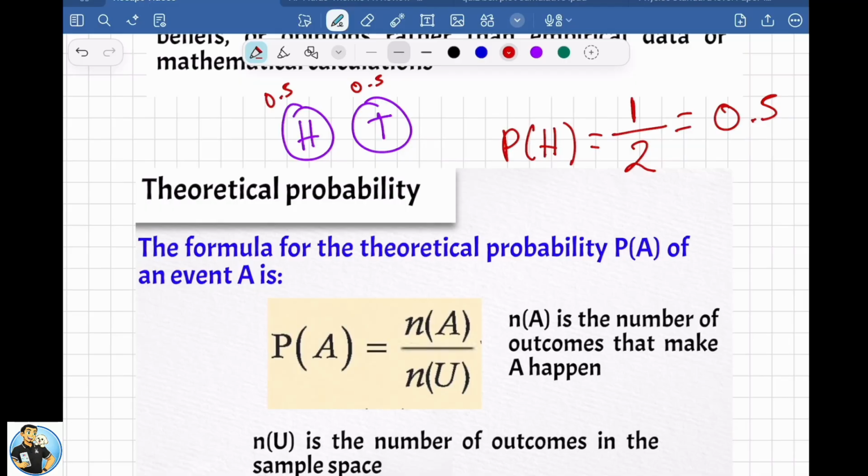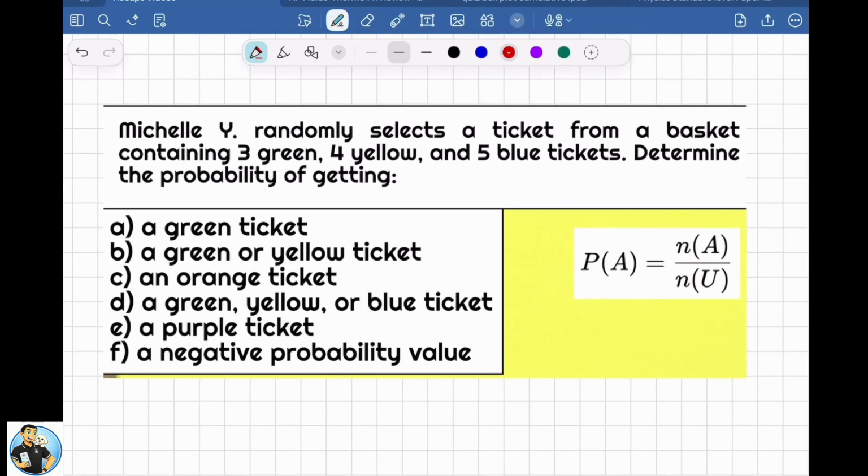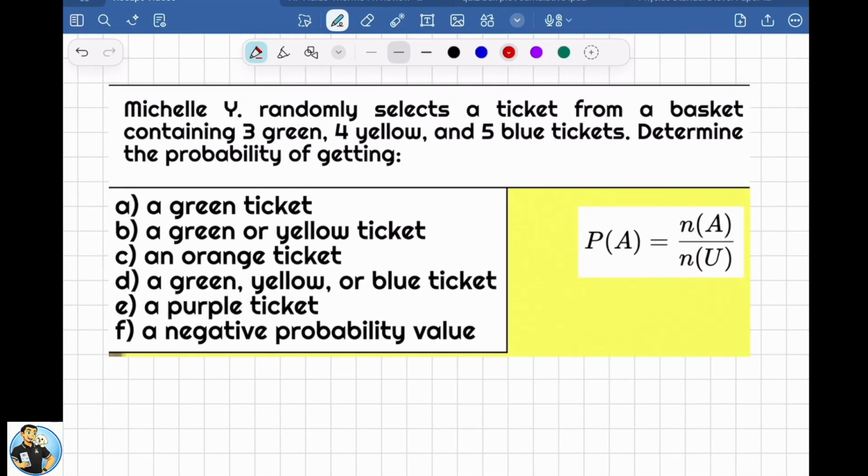Okay, so here we didn't perform any experiment. We used the theoretical probability. And remember, the assumption is that all the outcomes are equally likely to happen. Considering this, we can solve this exercise. This is a classic exercise about probability, the very basics of probability.